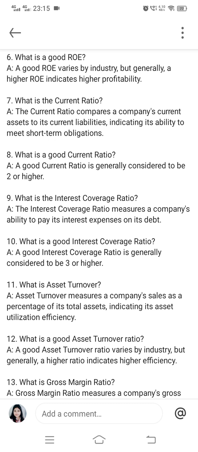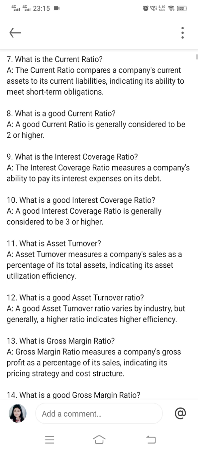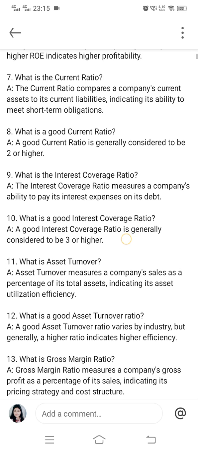Now we will discuss the sixth question: what is a good ROE? A good ROE varies by industry, but generally a higher ROE indicates higher profitability. So it's good to have a higher ROE.